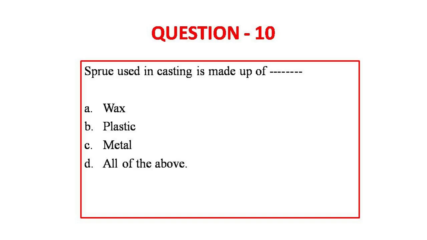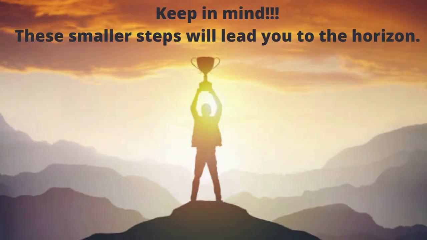Sprue used in casting is made up of, they've given 4 options: wax, plastic, metal, and all of the above. The answer to this question is all of the above.